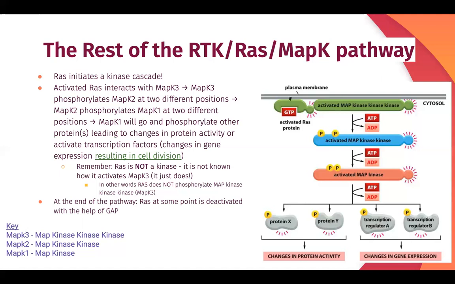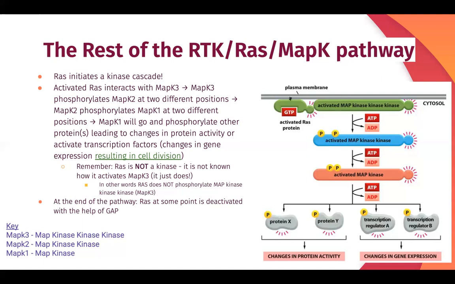So this can result in cell division. And at the end of the pathway, RAS is deactivated with the help of a GAP. And if you remember, a GAP will come in and help hydrolyze GTP, or help the enzymatic activity of hydrolyzing the GTP to GDP. Any questions on that?